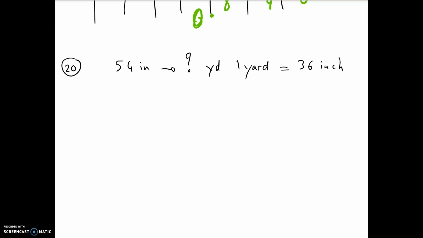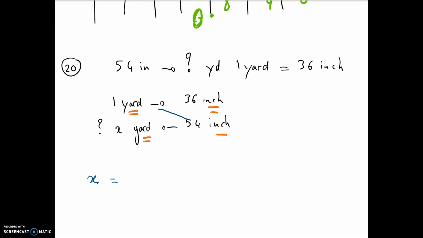So we need to find this one right here. For that, we say 1 yard corresponds to 36 inches, and 54 inches correspond to what yard? You must be very careful that you have the same unit. Then what you are looking for is the multiplication of the diagonal with two numbers: 1 times 54 divided by 36. So 54 divided by 36 gives 1.5 yard.